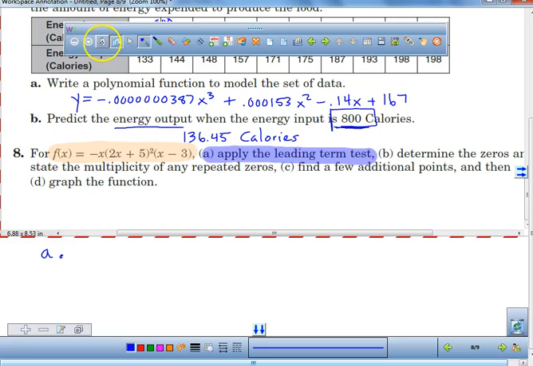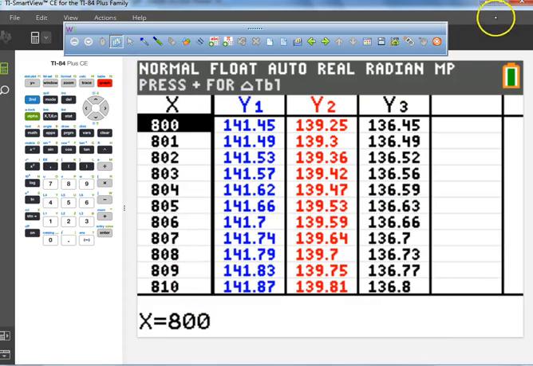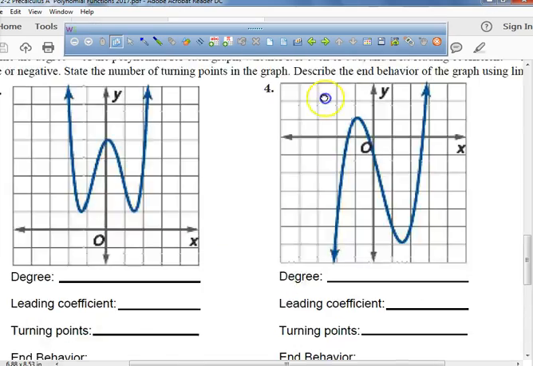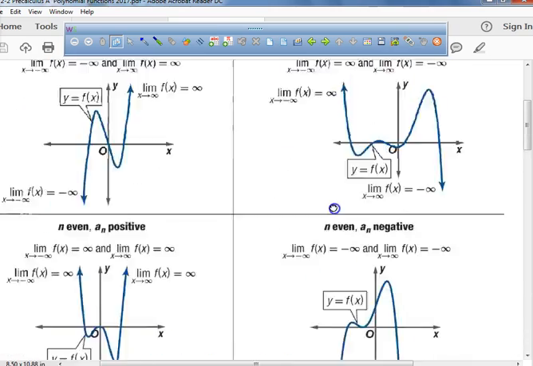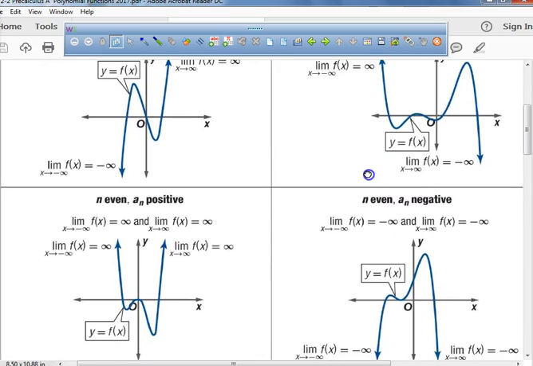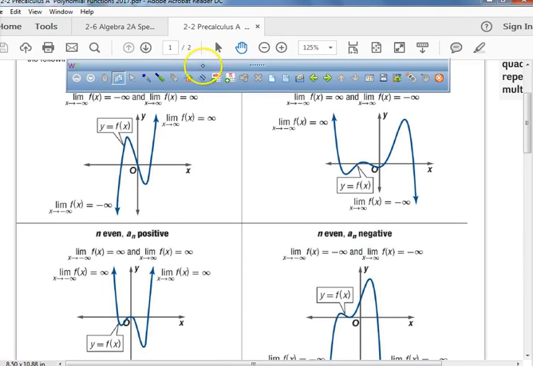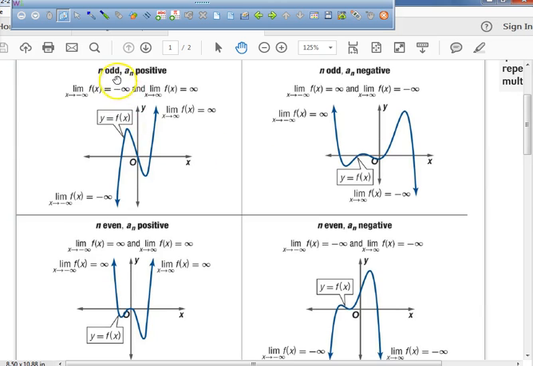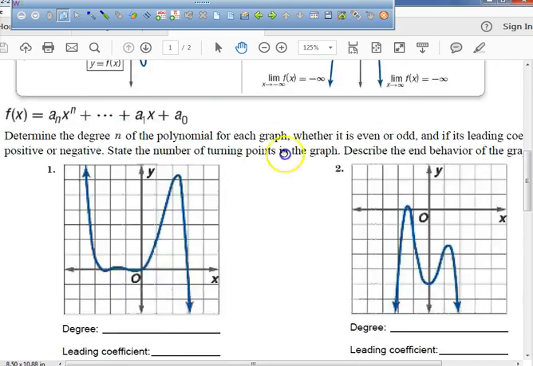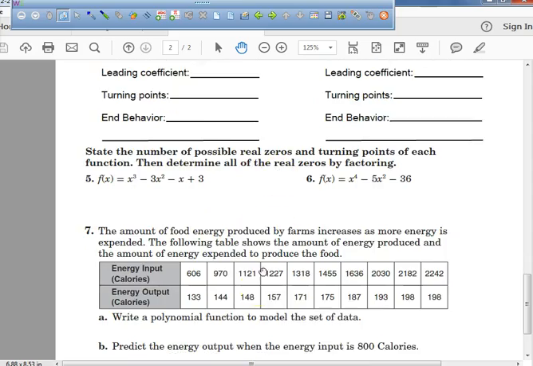Now if you're like, oh, I wish I really had pictures of those, Mr. DeMood. Well, guess what? They're right here. They're on your paper. I'm going to zoom out just a little bit. This is where it's odd and positive. Here's odd and negative. Here's even positive. Here's even negative. Now, look at your problem.